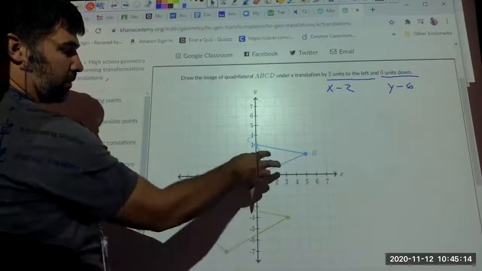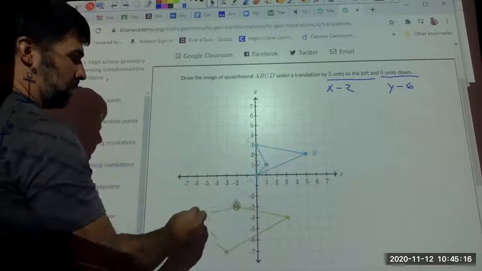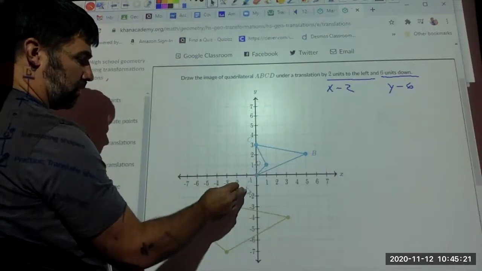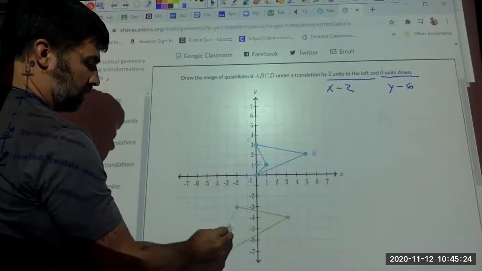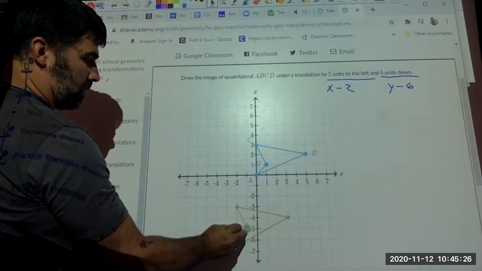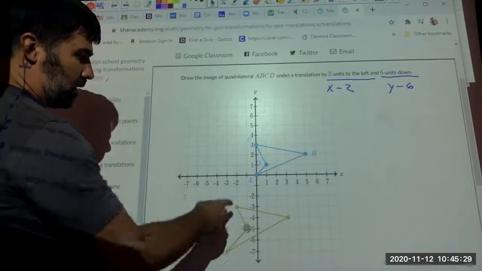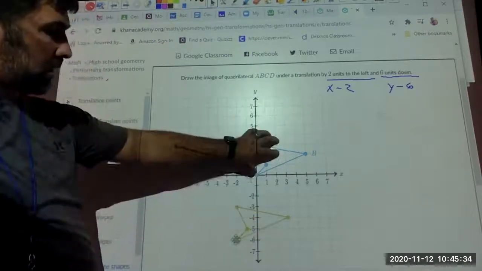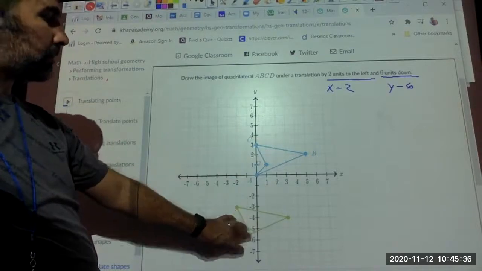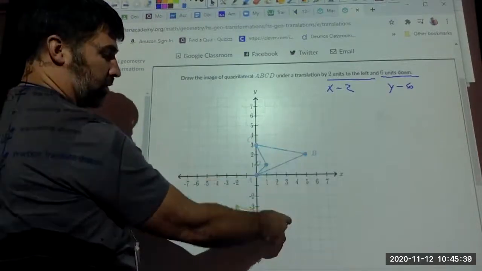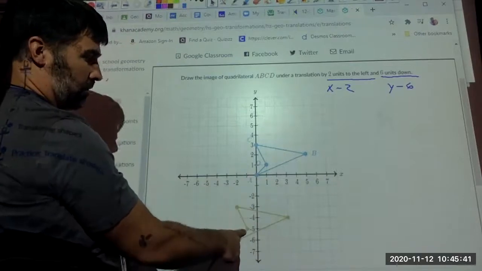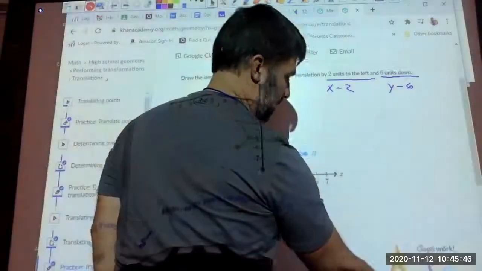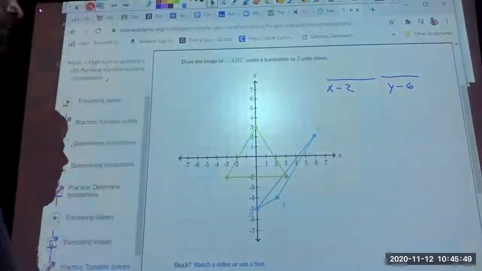And if something happens and this picture doesn't look like that one, something went wrong. So D, left 2, down 3, or sorry, left 2, down 6. 4, 5, 6. Should be there. And then left 2, down 6, it should be there. Now, if that doesn't look like that, then I did something wrong. Okay, so if we label this, this would be your B prime, your A prime, D prime, and C prime. Okay, and you got the same down.